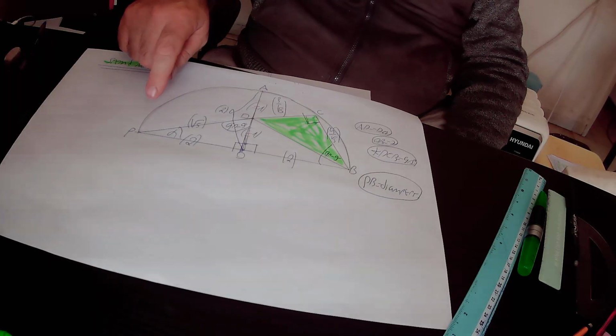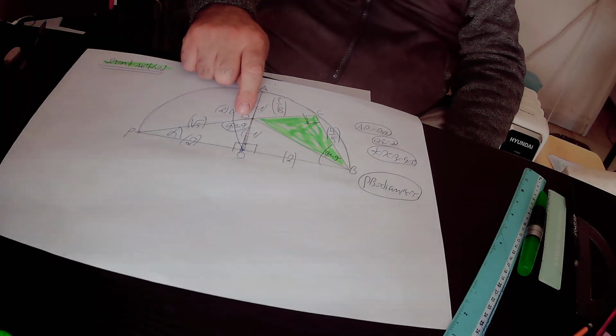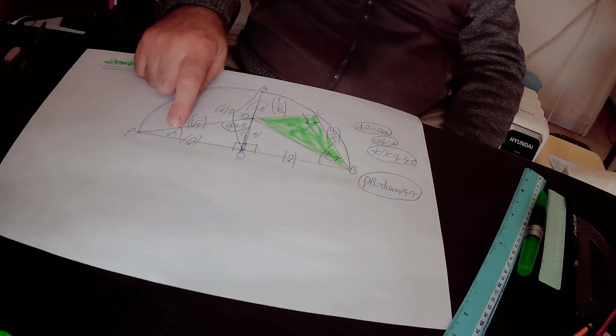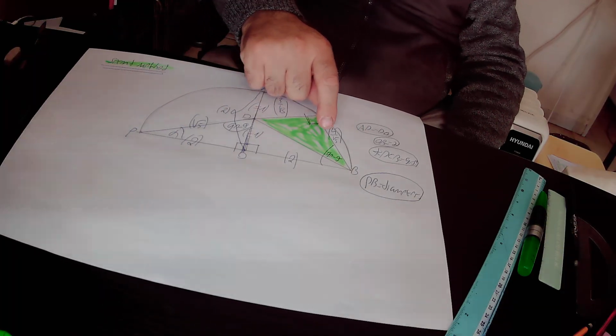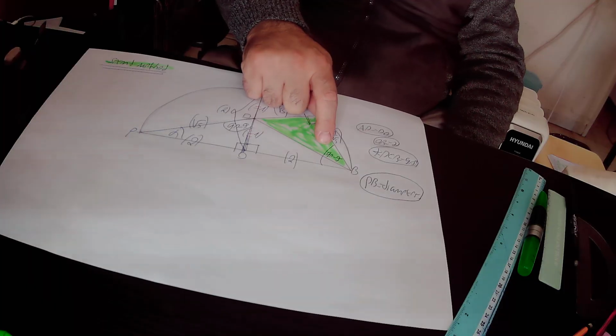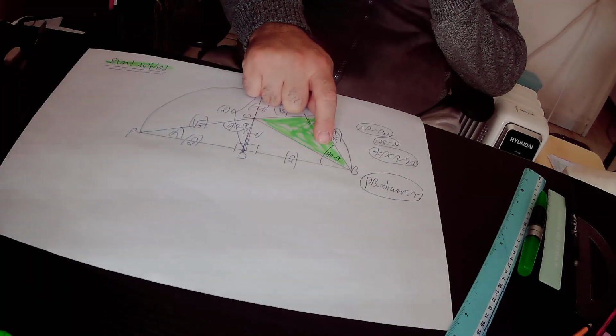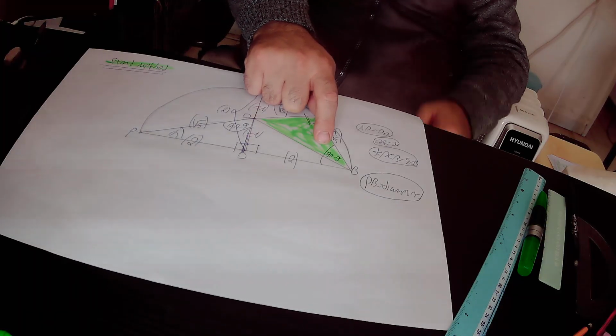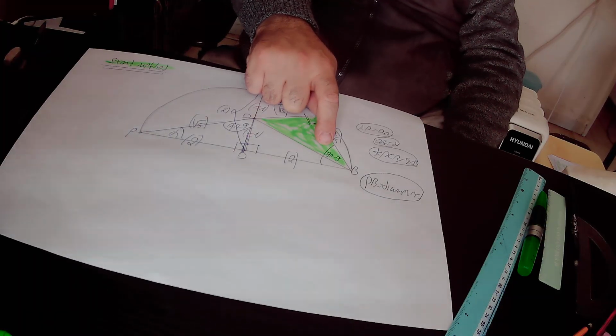Likewise, in the big right triangle PCB, this angle equals alpha, this angle equals 90 degrees, and therefore this missing angle must be equal to 90 degrees minus alpha, according to the rule that the sum of the angles in any triangle is equal to 180 degrees.